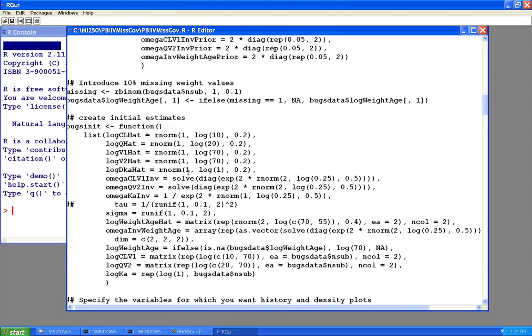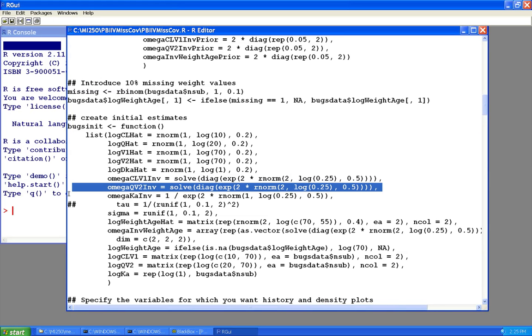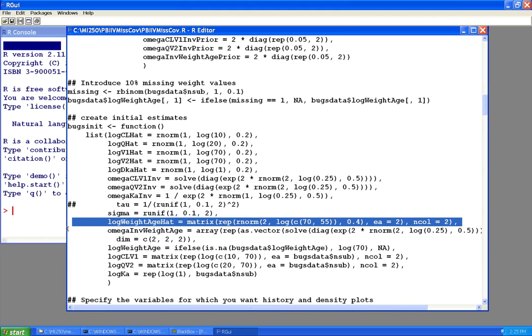And let's see, anything else in here? Of course, I've got initial estimates here for any of the new components that I've added. Again, like the inverse of the variance matrix for Q and V2 shows up there. I had to change the name again because it's going to be log weight age hat, and put in numbers that are appropriate for the log transform values.